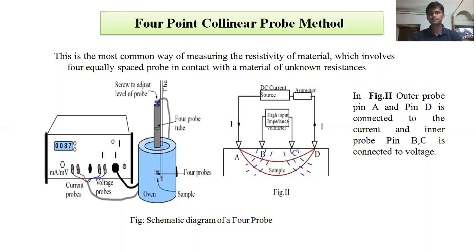In figure 2, the outer probe pins A and D are connected to the current, and the inner probe pins B and C are connected to the voltage. Here we measure the voltage difference between inner probes B and C.